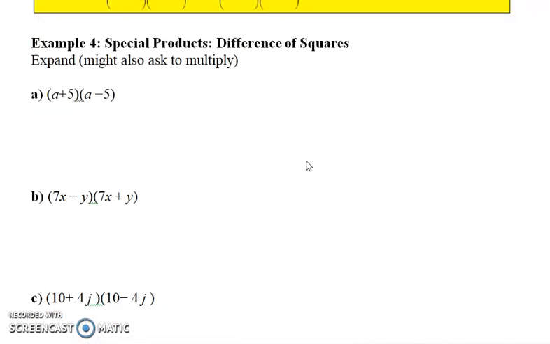Let's look at specialty polynomials. Actually, we'll stop there. In the next video, we'll look at specialty products, the difference of squares, and expand. It might also be asked to multiply. So it could be multiply, you could say expand, whatever the case would be. So we'll look at example 4 in the next video. Okay? Thanks, everybody, and we'll talk again soon.